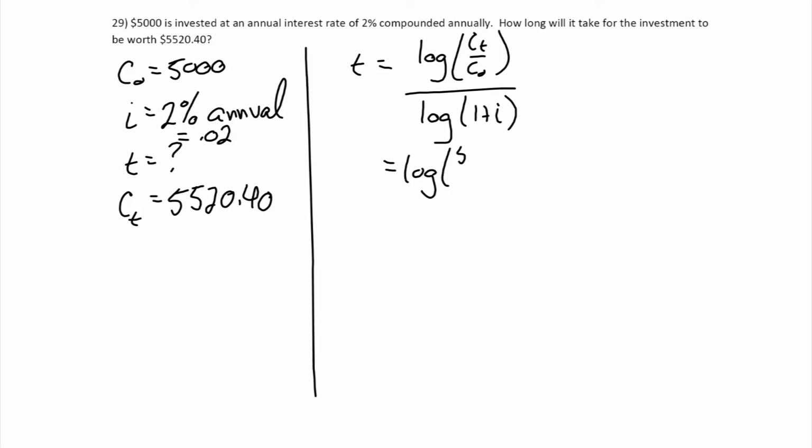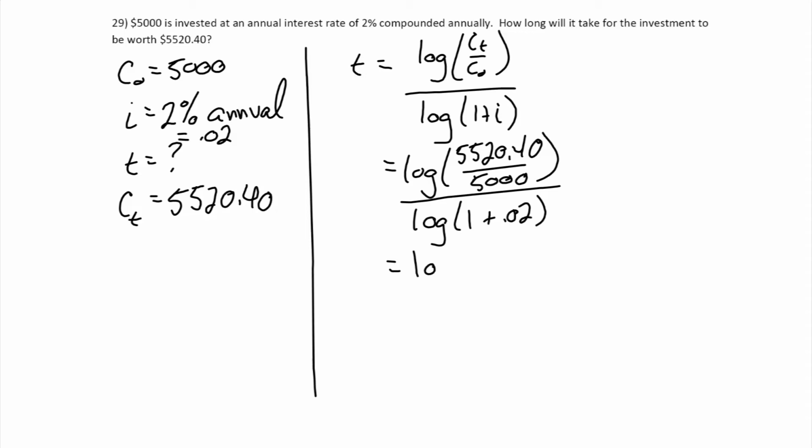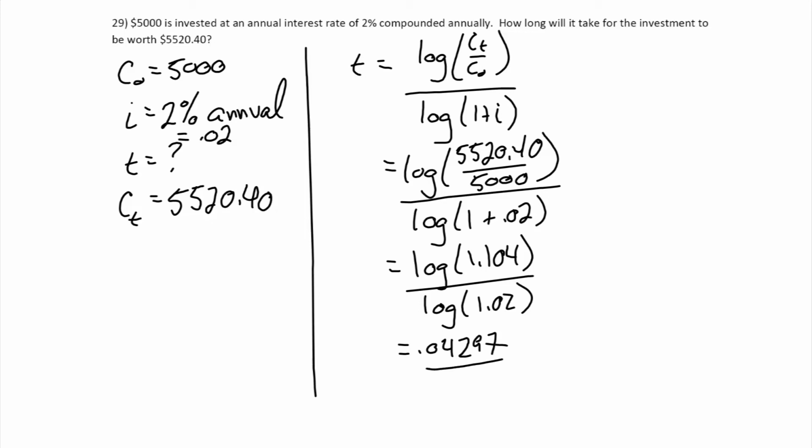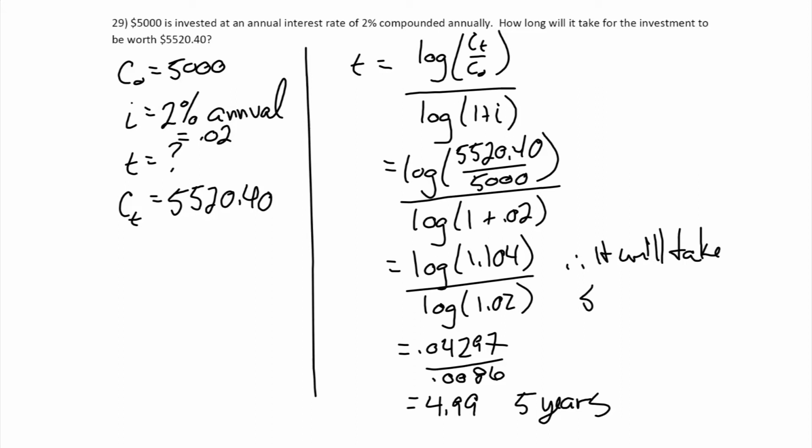So we've got the log of 5,520.40 divided by 5,000. All of that divided by the log of 1 plus 0.02, which is the log of 1.104 divided by the log of 1.02, which is 0.04297 divided by 0.0086, which equals 4.99, or rounded up, that gives us 5 years. So to summarize, it will take 5 years to reach $5,520.40.